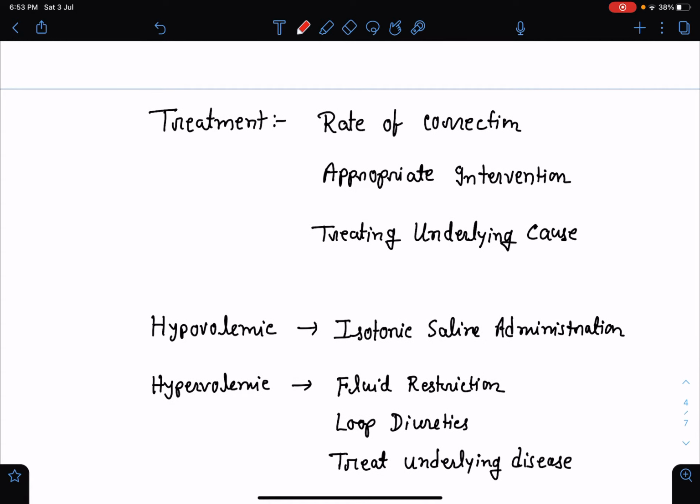Now, if we talk about the treatment of hyponatremia, there are very important things we should remember. The rate of correction is very, very important, which I am going to come to later on. Then appropriate intervention is needed. The patient might require only fluid restriction, or may require some pharmacological treatment. This will depend on the patient's condition and presentation. And treatment of the underlying disease is very important. Most of the time, treating the underlying disease will resolve the hyponatremia.